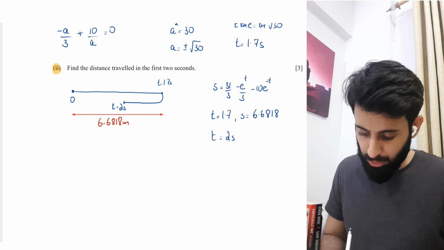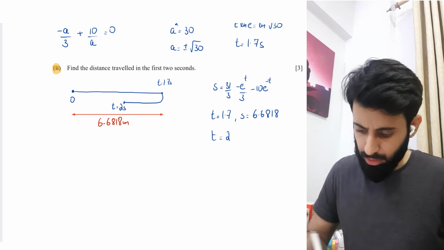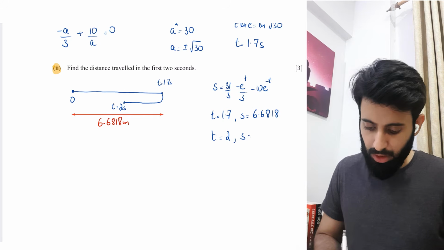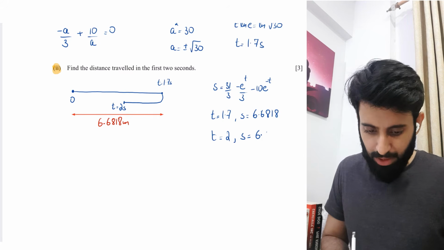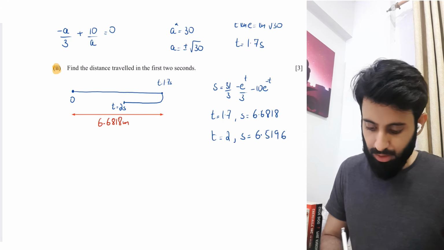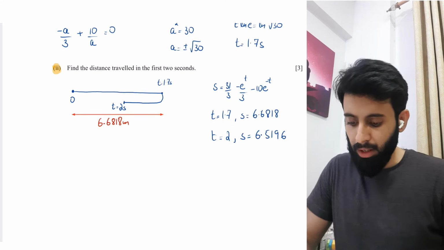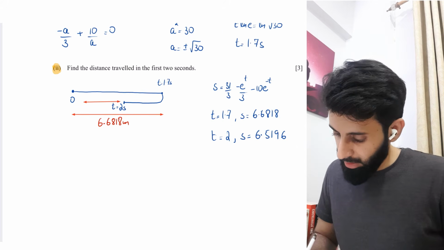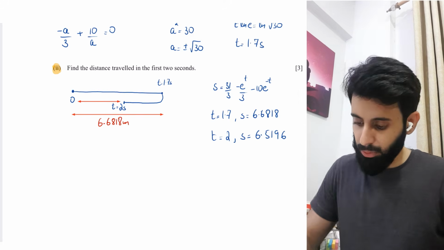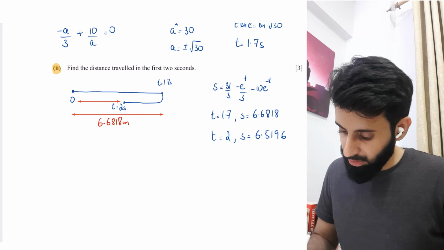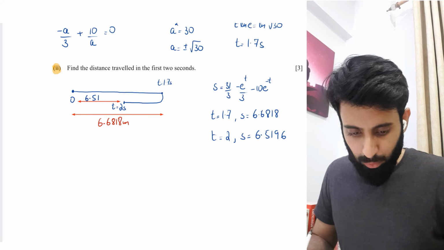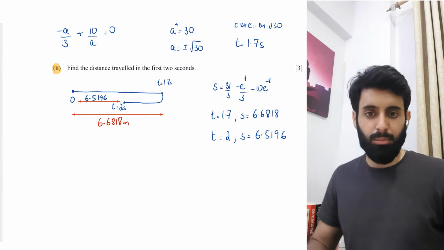So at t equals 2 seconds, or I'll just write 2 so that you don't confuse the s of seconds with the s of displacement, the displacement is 6.5196 and so on. Now what does this mean? This means that at t equals 2 seconds, our object was 6.5196 meters from the starting point.